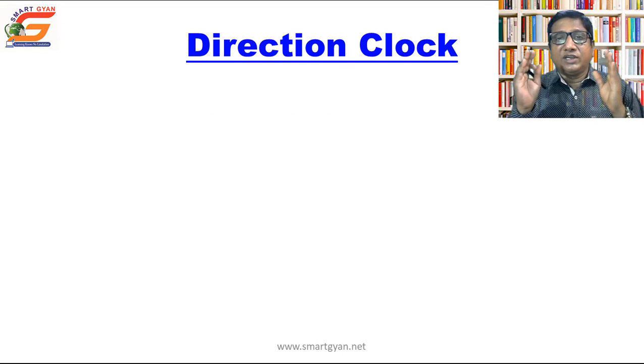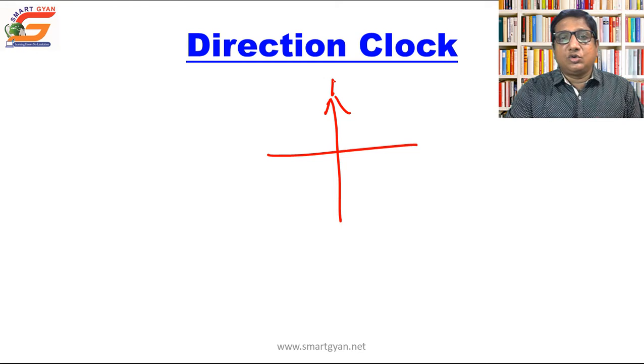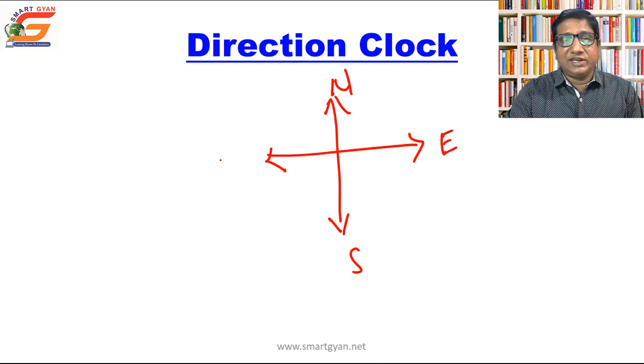What is direction clock? Generally we think of a compass which shows different directions, but here we will relate logically. When you are drawing the direction clock on any plane, generally the top of the plane is always north side. Let us draw the direction clock. This top of the plane is always north and bottom will be south, and right side is east, then left side is west, that is your left.